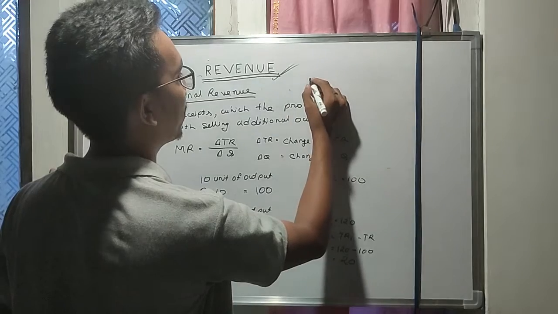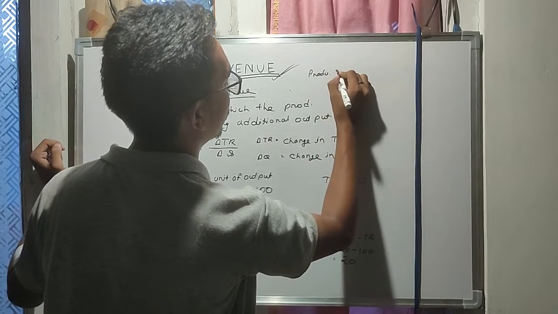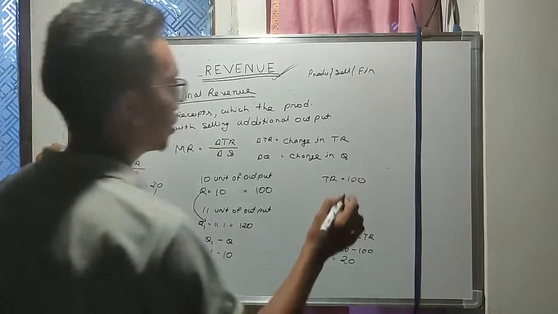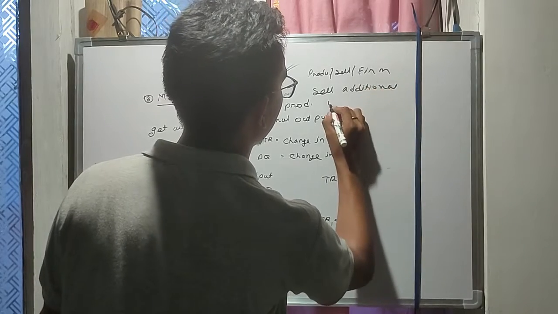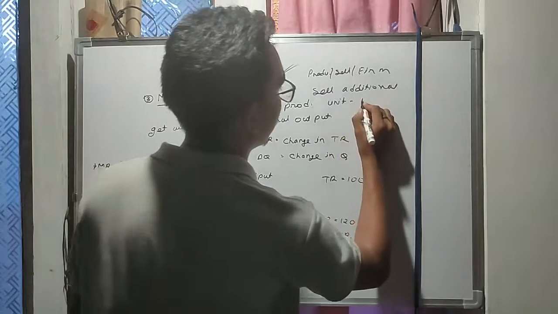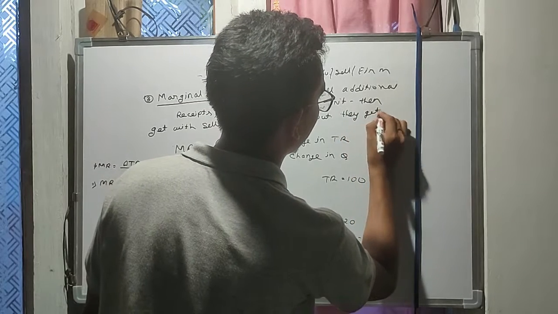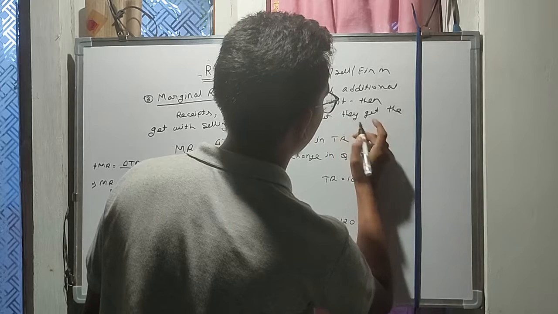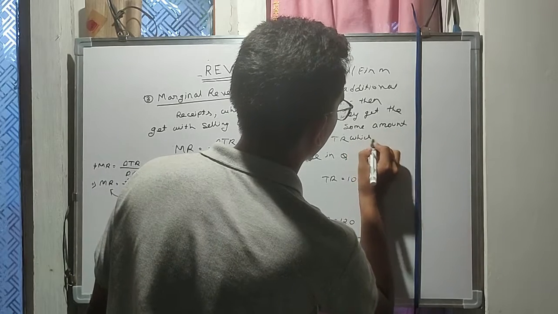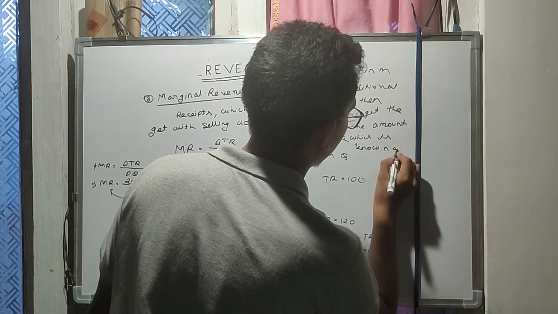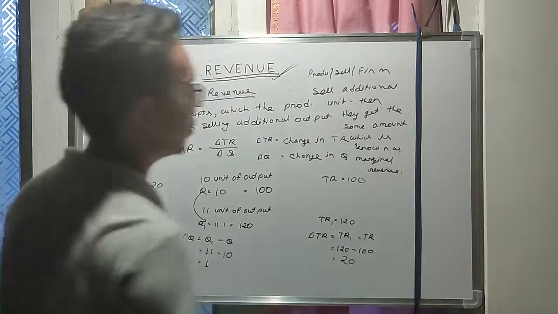Eventually we can say that if the producer, seller, or a firm sells an additional unit, then they get some amount, which is known as marginal revenue. Got it?